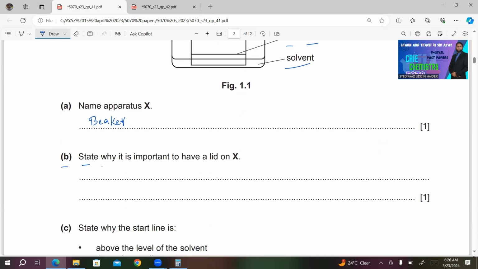B. State why it is important to have a lid on X: to prevent the evaporation of solvent from the beaker.